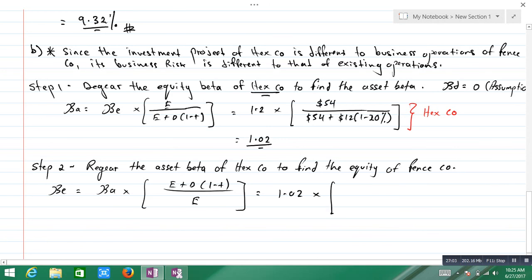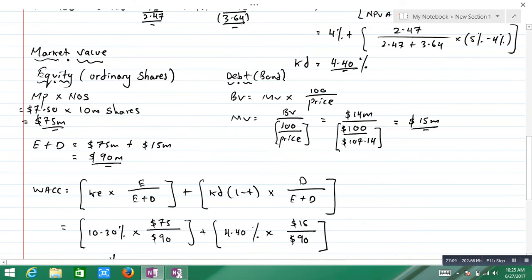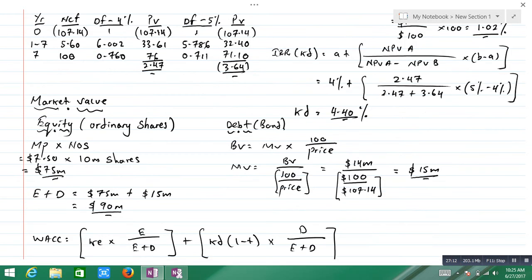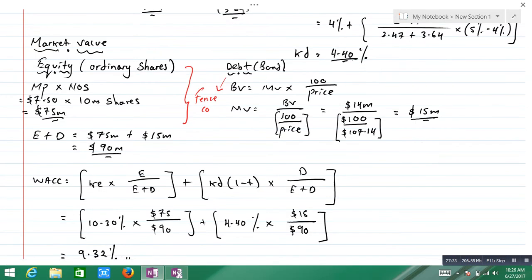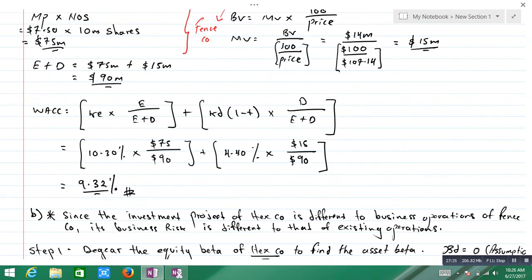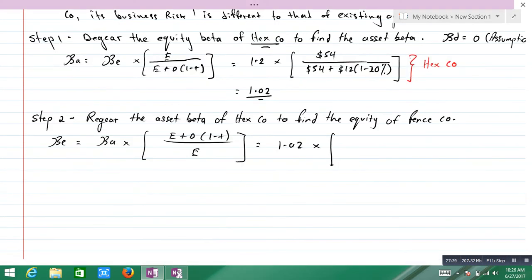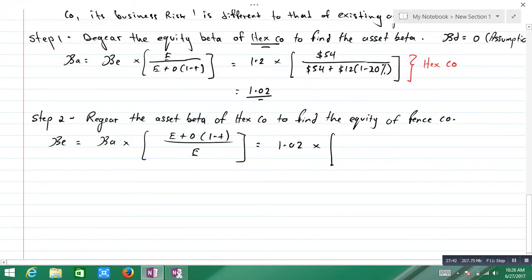Okay, now, 75 and 15 come here. $75 plus 15, times 1 minus 20%, over 75, and what do you get? That will give you 1.18. Check it out.